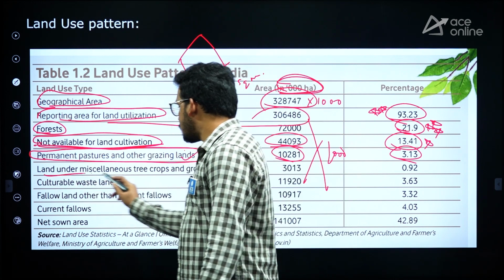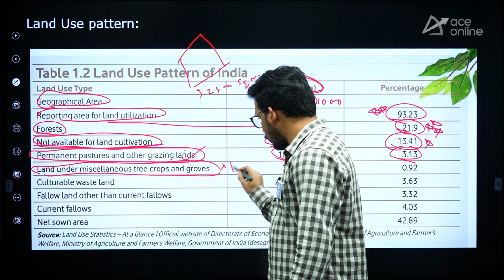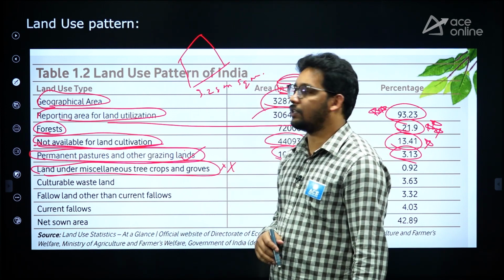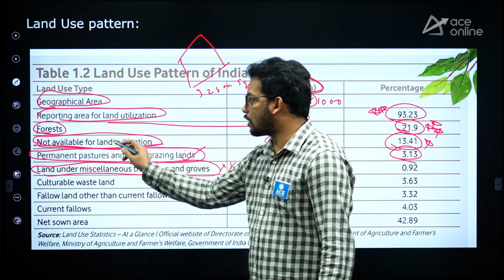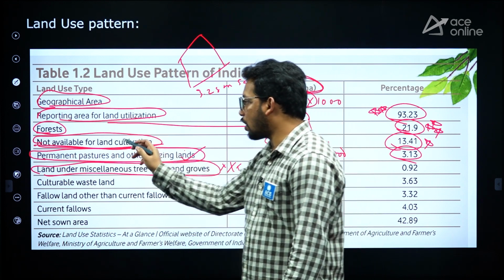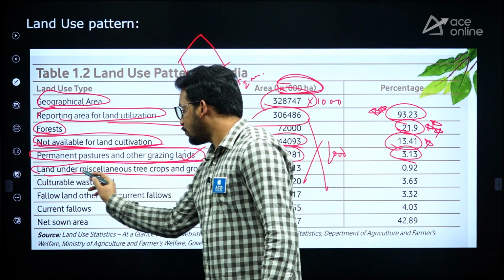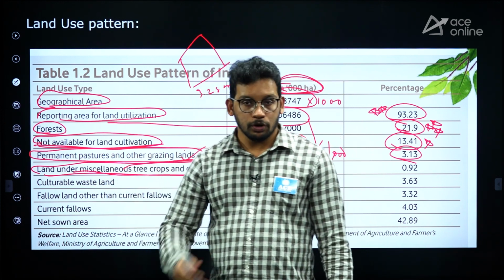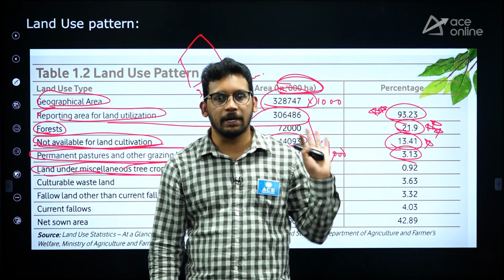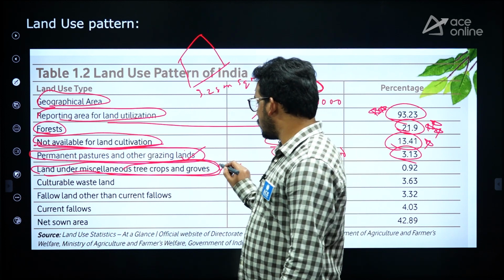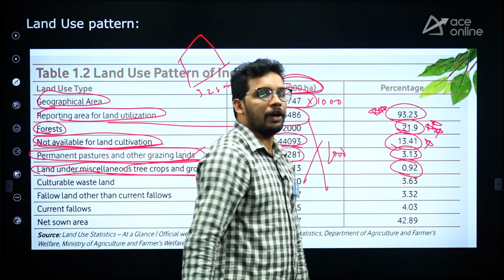Then we have land under miscellaneous tree crops and groves. That means this land is not being used for agriculture. The forests are not covered. I mean, there is no forest in this land, and it is actually suitable for cultivation, but it is not available for cultivation under this category. It is available for agriculture purposes, but we are not using it. So it is filled with miscellaneous trees and crops. You might have seen when you are traveling in a train or bus, there is a lot of land covered with trees, like government lands, right? It is under the government itself. So this type of land is land under miscellaneous crops. This is just 0.92%.